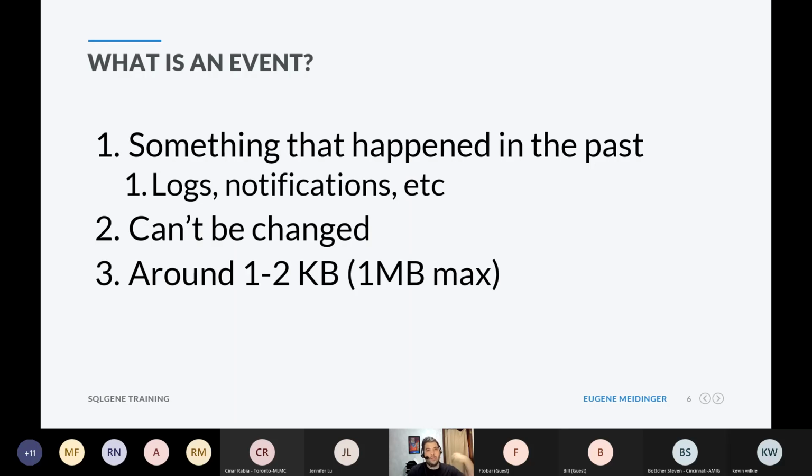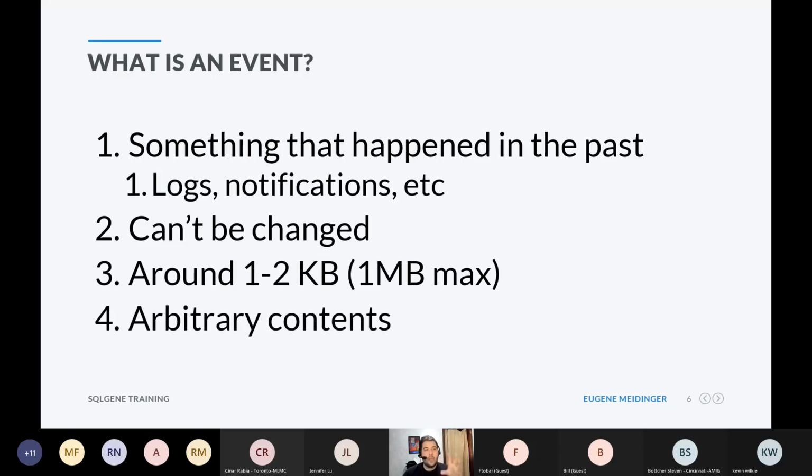Events are also very small. Usually we're talking about 1 to 2 kilobytes, right? So think the size of an email. With Azure Event Hubs, you can go up to a megabyte, but you're probably missing the point if your events are a megabyte. Just like how you can send 10 megabyte emails, but you're probably also missing the point of an email. These are supposed to be small.